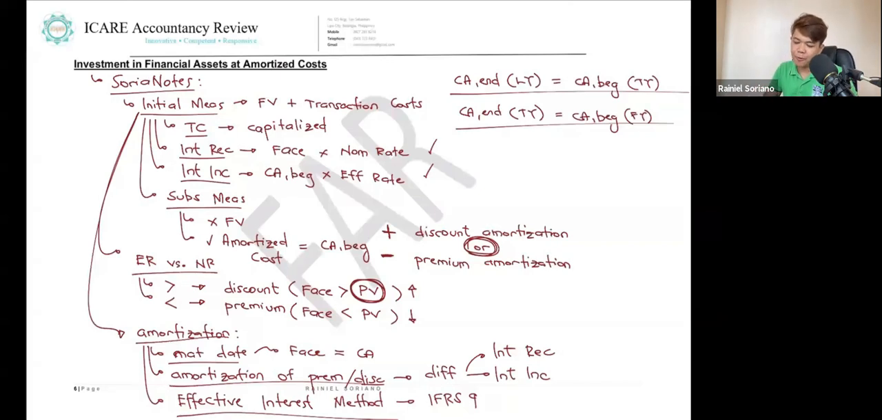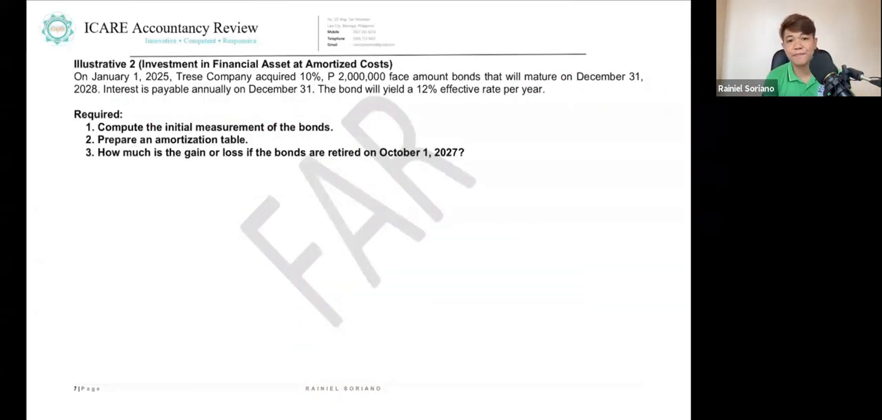Alright, good. Now, punta tayo dito sa illustrative problem number 2. Okay? So here, in illustrative problem number 2, we'll talk about investment in financial asset at amortized cost. Okay? Kinig ka muna.